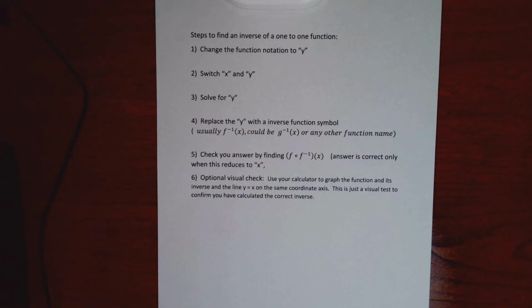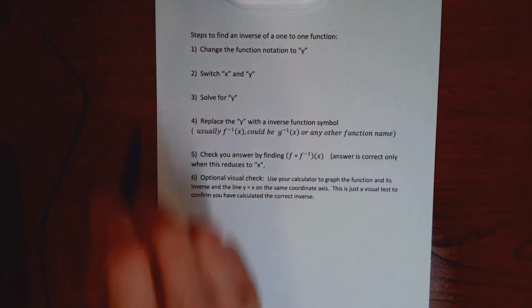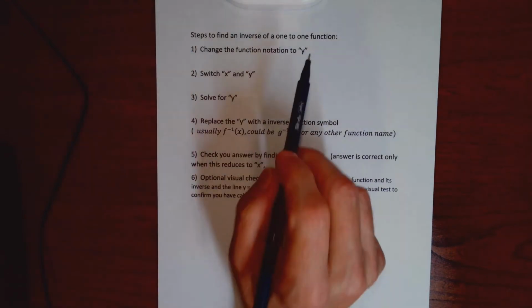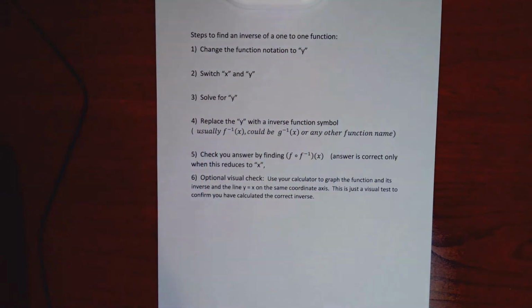So the rest of section 6.2 is going to give us functions and ask us to find the inverse of something that's written as a function, not written as a set of points, not given as a graph. And I wrote some steps on how we're going to find the inverse of a function that's one-to-one.